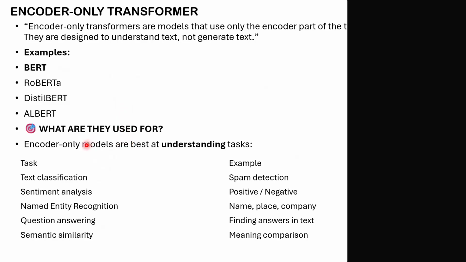So moving to next, what are they used for? Encoder-only models are best for understanding tasks. For example, text classification, like spam detection. Sentiment analysis, meaning whether it is positive or negative. Named entity recognition, meaning names and places of a company. Question answering, like finding the answer in a text. Semantic similarity, meaning meaning comparison between sentences.